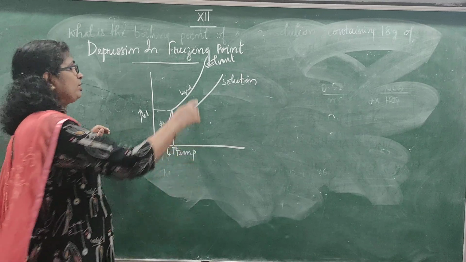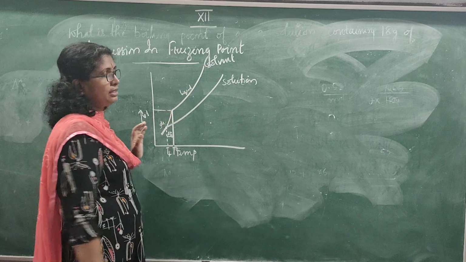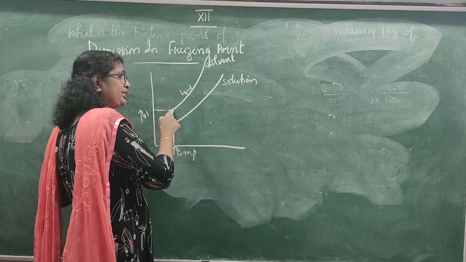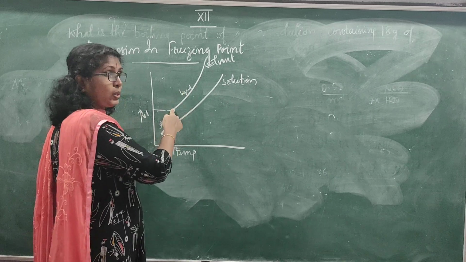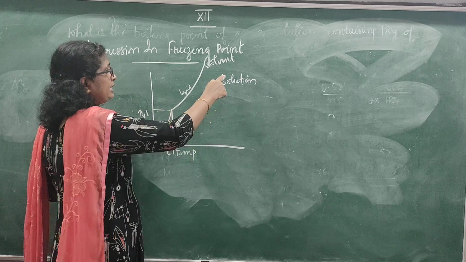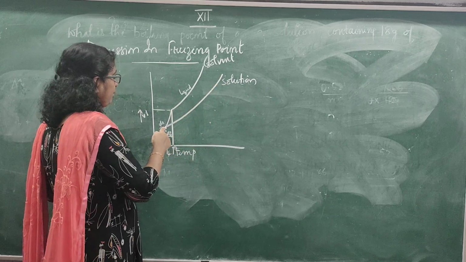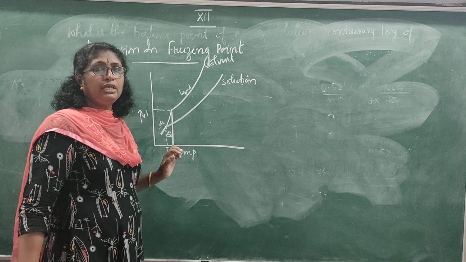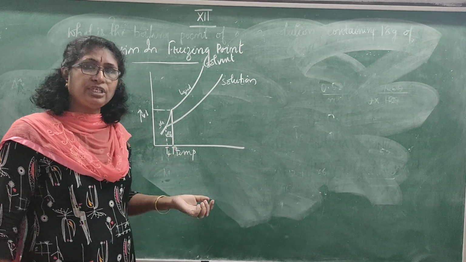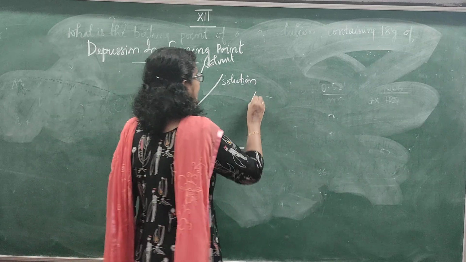Understood? So we plotted the vapor pressure of the solvent first. Then this is the temperature at which the liquid and solid phase are coexisting. That is the freezing point of the pure solvent. Then we plotted that of the solution. We got the freezing point of the solution. The difference between these two is called the depression in freezing point or delta Tf.